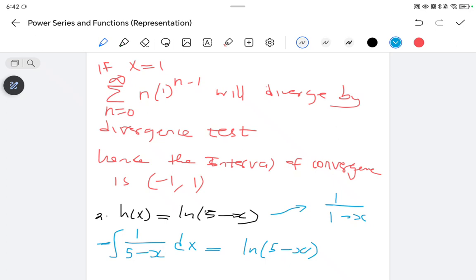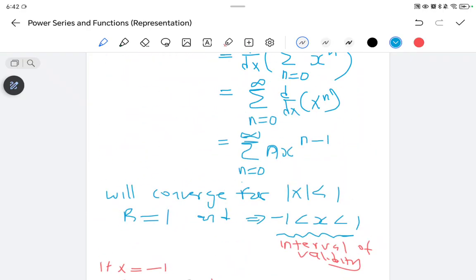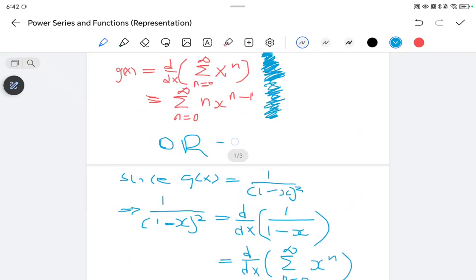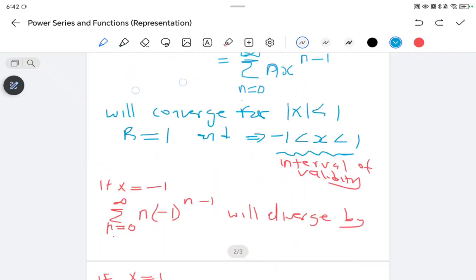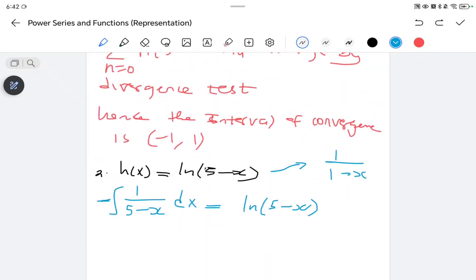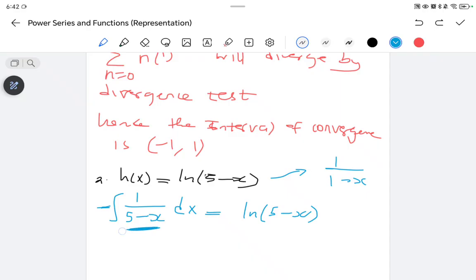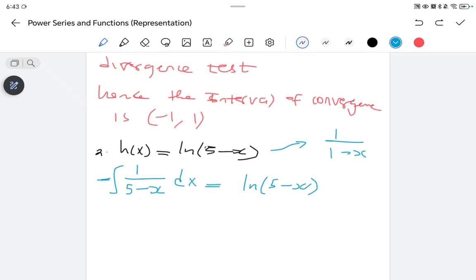You see, right? So every time you're given a ln function, you'll use integration. So the integral of that is equal to that. Every time you're given a function like this, we prefer that you use this method. You see, right? So, which is fine. And then now we must find the representation for this. Then we integrate it to be equal to this. So, the representation for this one, 5 minus x.